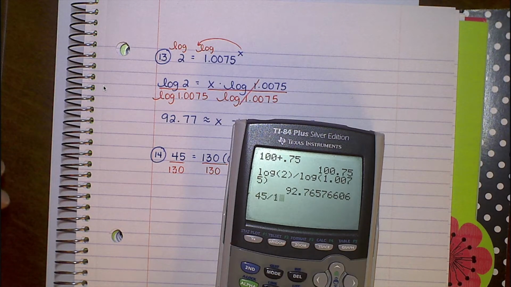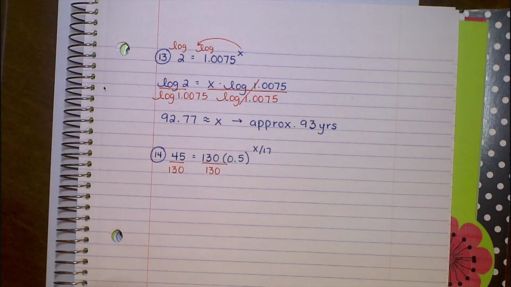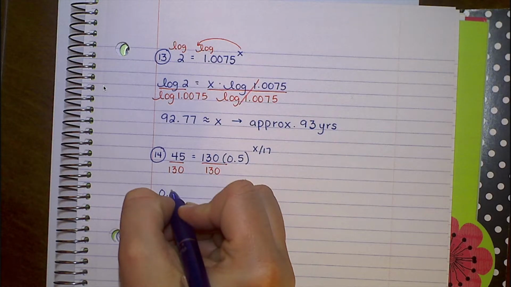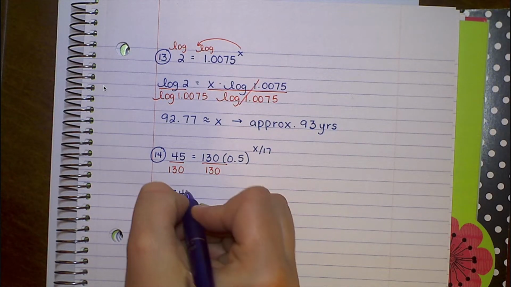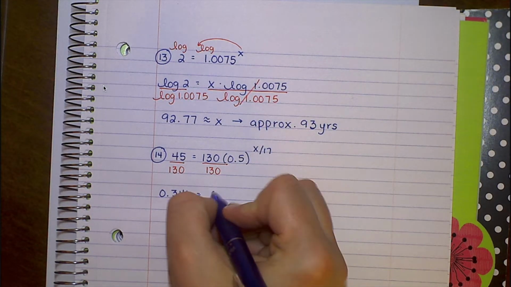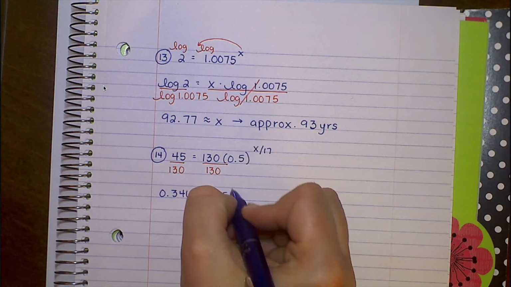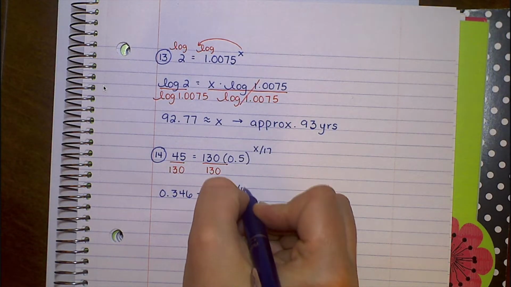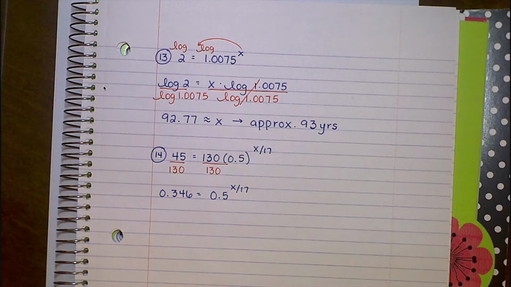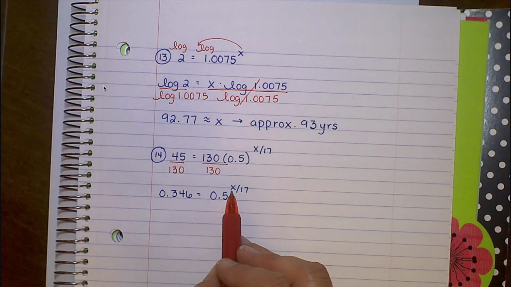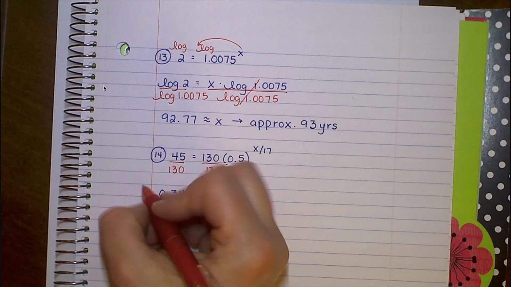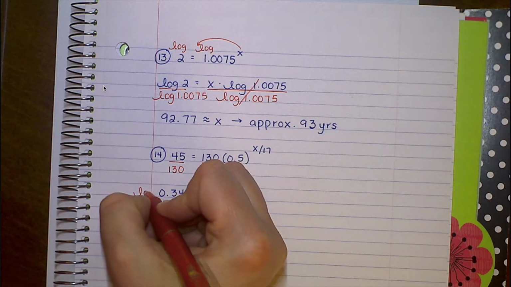45 divided by 130 gives me, again, a messy decimal. Messy decimals are really common with these. So 0.346 is equal to 0.5 to the power of x over 17. Now, this exponent is a little messier than all the others, but that doesn't really change our process, right? We have x up in the exponent, so we're going to get it down by taking a log on each side.